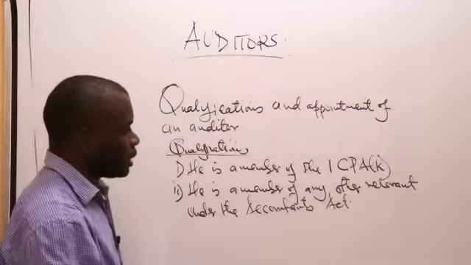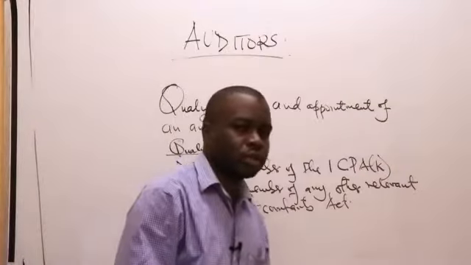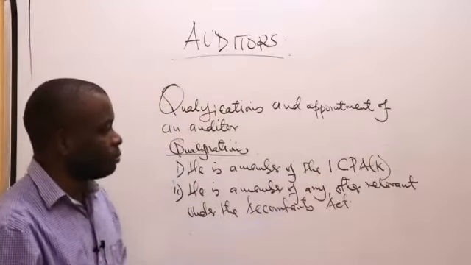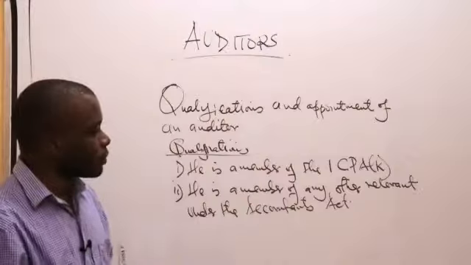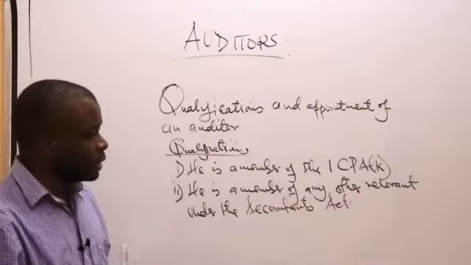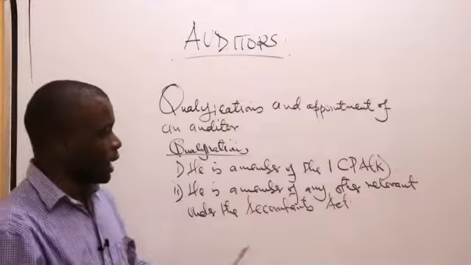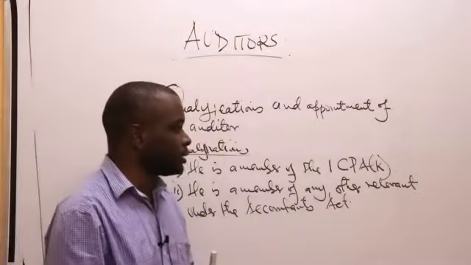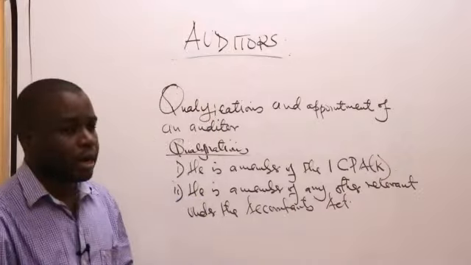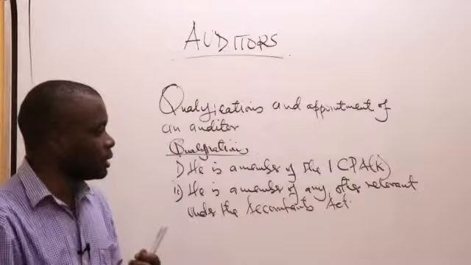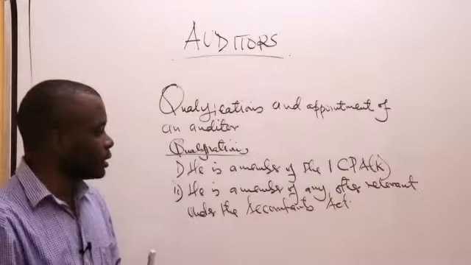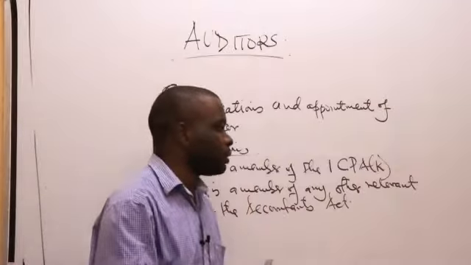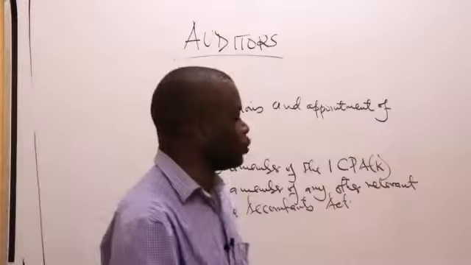So it is mandatory for any person being appointed as an auditor of a company to be a member of this particular body, the Institute of Certified Public Accountants of Kenya. So how do you become a member of this body? You must have done the CPA exam up to final level. Then of course you can be admitted as a member. If you practice for a certain period of time, then you'll be certified to provide auditing services to any person.